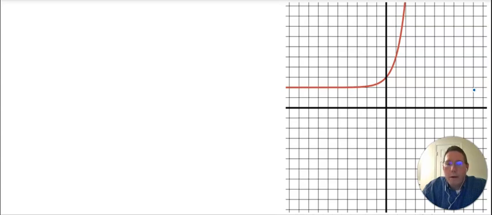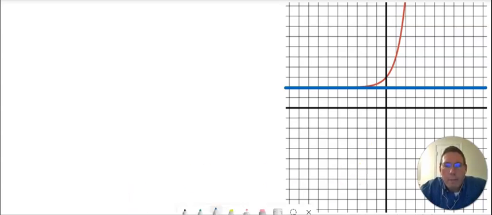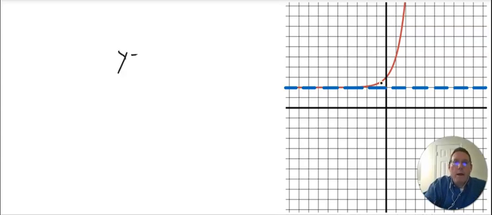So right here, there we go. There's the asymptote. Okay, and now, like I said, I like to make it dashed, and so there we go. And our asymptote, where is it? Well, from the origin right here, it goes up 1, 2. That's positive 2. And so we're going to say that y equals 2 is the asymptote.